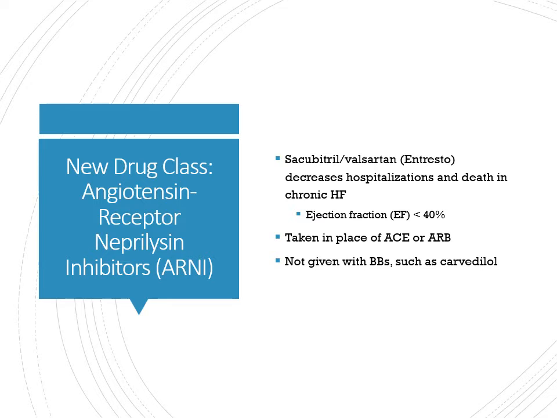So we now have a new drug class, angiotensin receptor neprilysin inhibitors, or ARNIs. We really only have one available, Entresto, which has really been shown to be a breakthrough drug, decreasing morbidity and mortality from chronic heart failure, indicated for patients with an ejection fraction of less than 40%. And this drug is a combination of sacubitril and valsartan. And there are 3 escalating doses. And the effects can be dose dependent. So it's taken in place of an ACE or an ARB, and it cannot be given with beta blockers such as carvedilol.